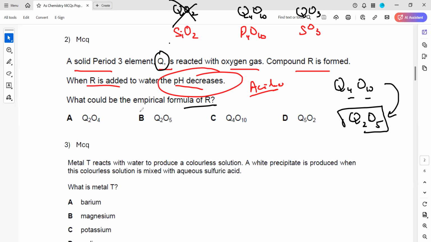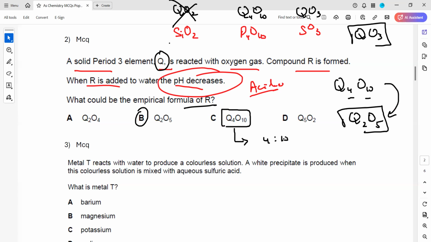So Q2O5, so it means B will be the right answer. Or the empirical formula can be QO3, but there is no QO3 option, so we are left with only Q2O5, where Q is the phosphorus. Why not C? Because C is representing a molecular formula. The empirical formula is always the simplest ratio.